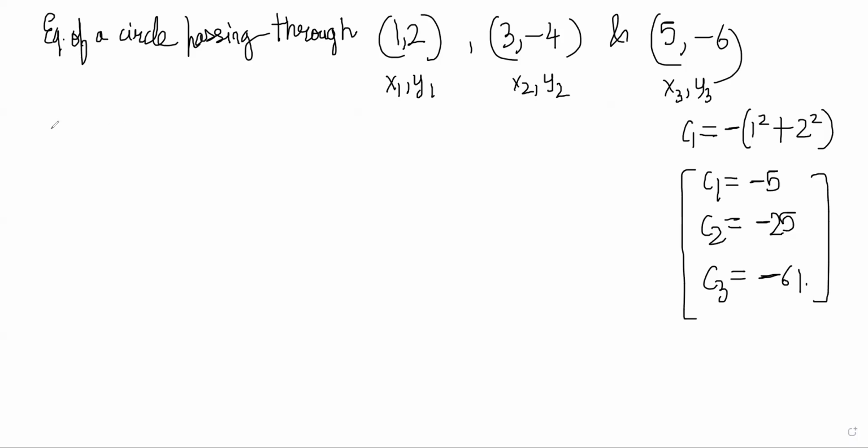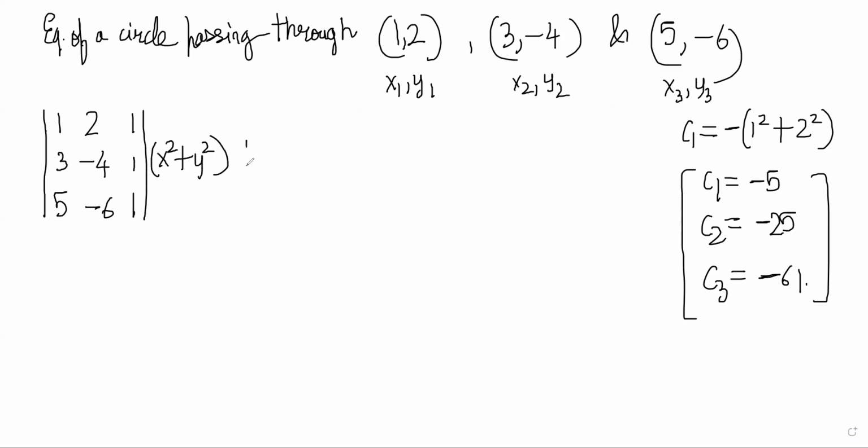And my first determinant is x1, x2, x3, so 1, 3, 5, y1, y2, y3, 2, minus 4, and minus 6 and 1, 1, 1. And this is multiplied with x square plus y square. Then the second determinant is I replace the first column with C1, C2, C3. So it will be minus 5, minus 25, minus 61, and keep the second column as it is, 2, minus 4, minus 6, 1, 1, 1.